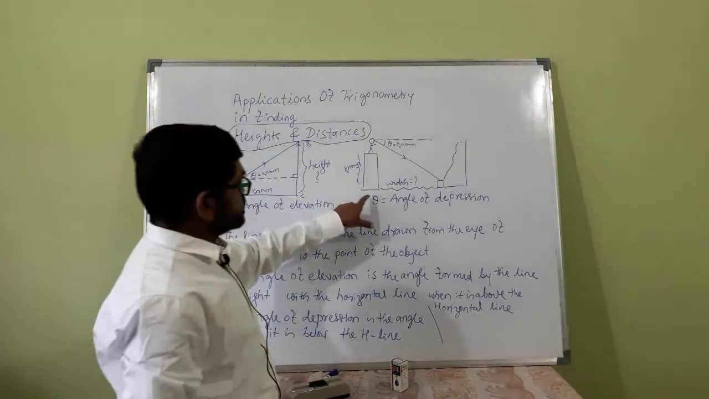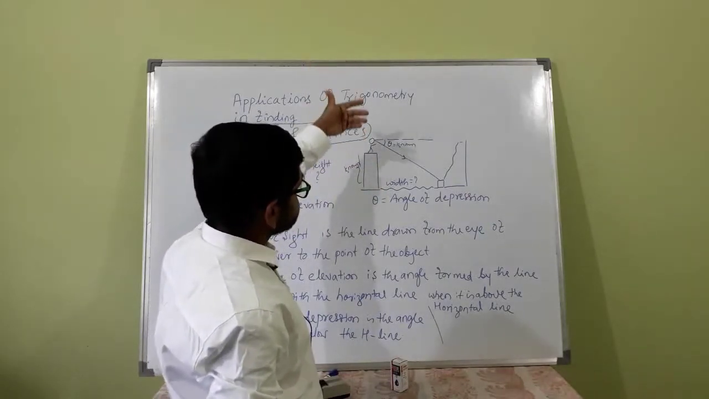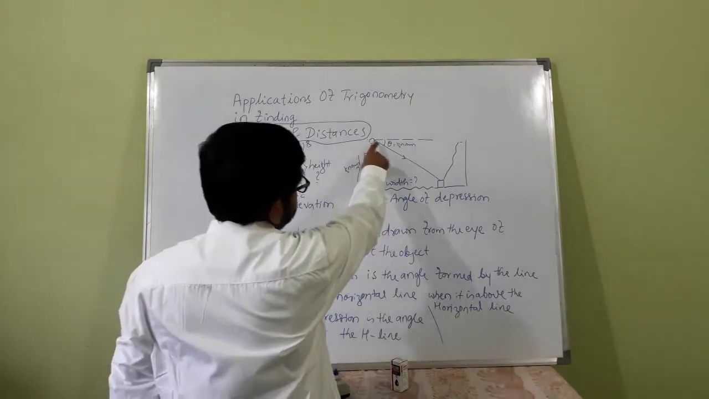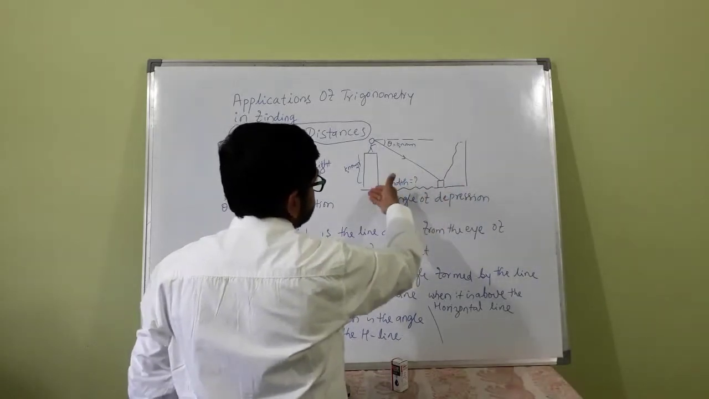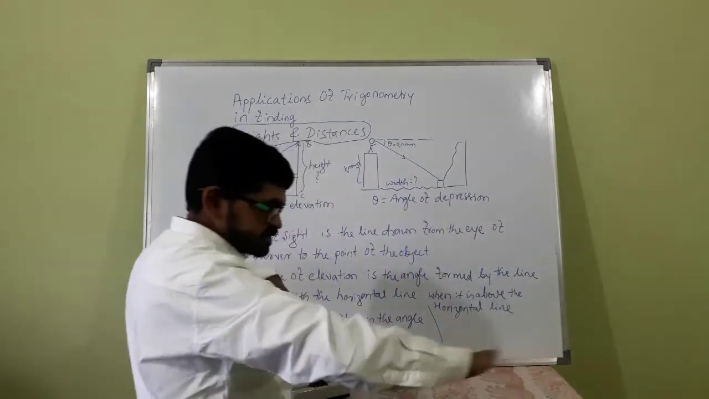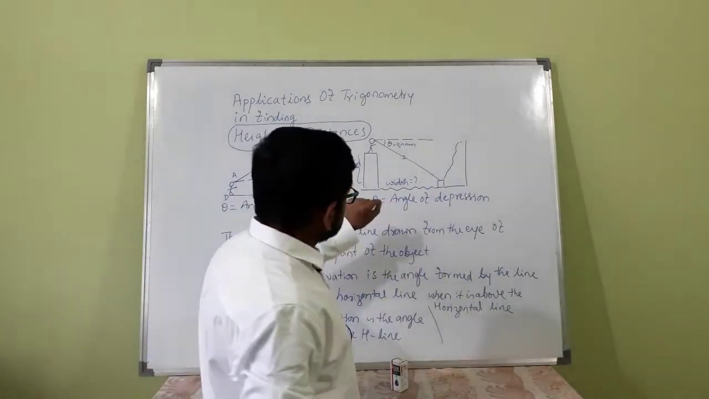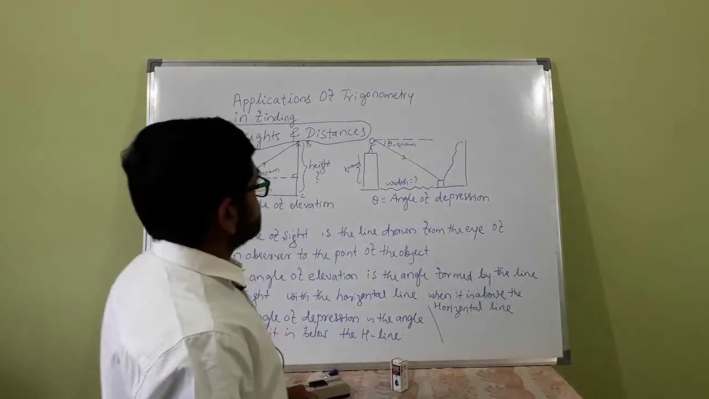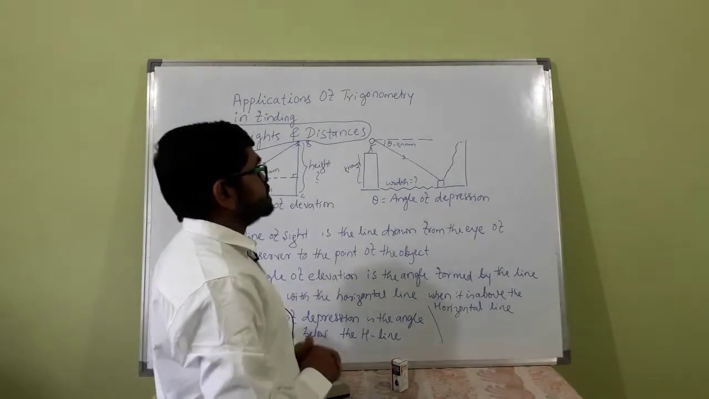Similarly, suppose a person is on a building, on some compartment or on the tower, and he wants to see an object which is below. In between this tower and this object, suppose there is a river. He wants to know the width of the river. It is not easy to actually measure the width of the river. Then by using trigonometry, how do we find this?